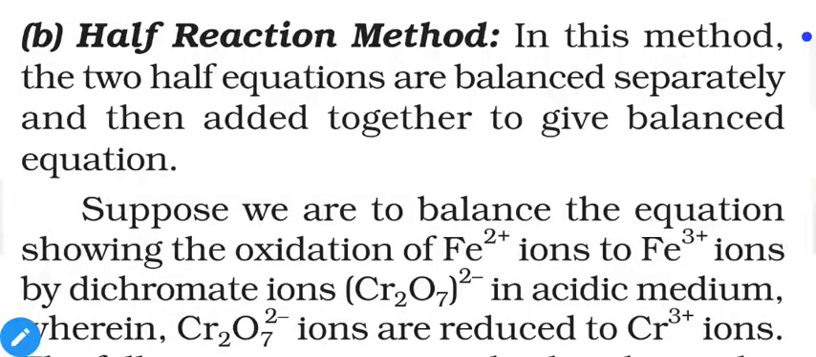Hello students, so today we are going to discuss the second method for balancing redox reactions, the half reaction method. In this method we will divide our reaction into two parts, as we discussed in the earlier portion of the unit: reduction half reaction and oxidation half reaction. Then we will balance both half reactions separately, and at last we will combine them.